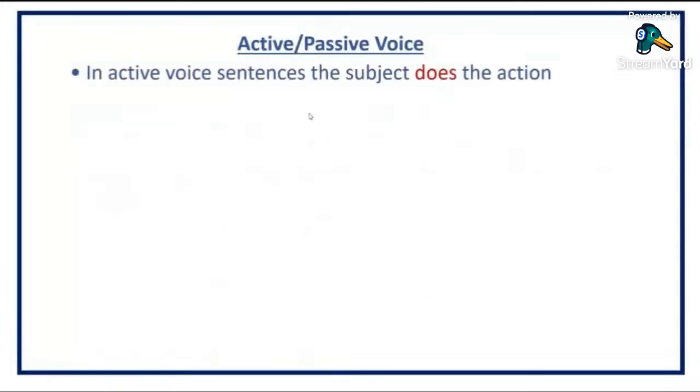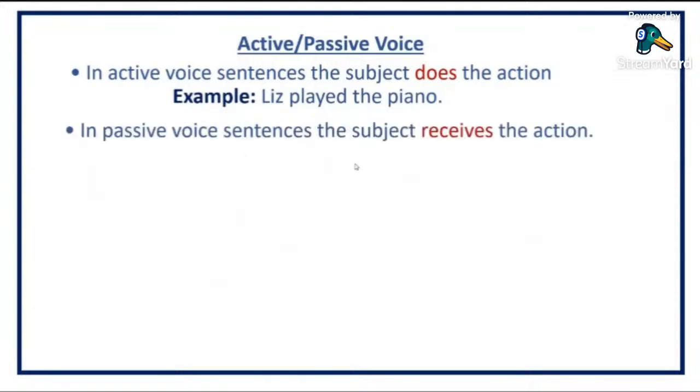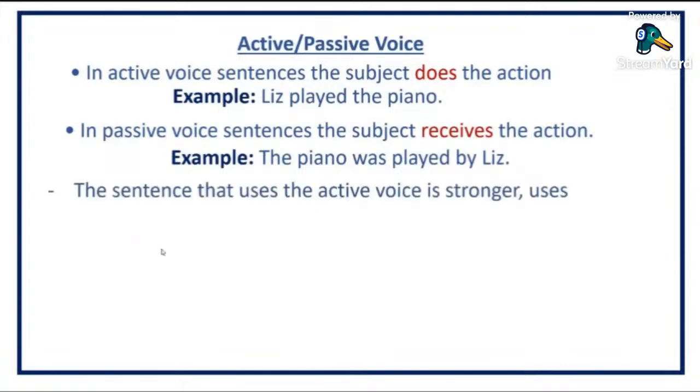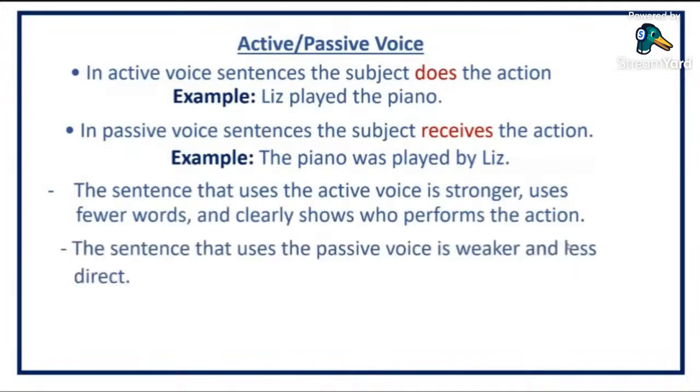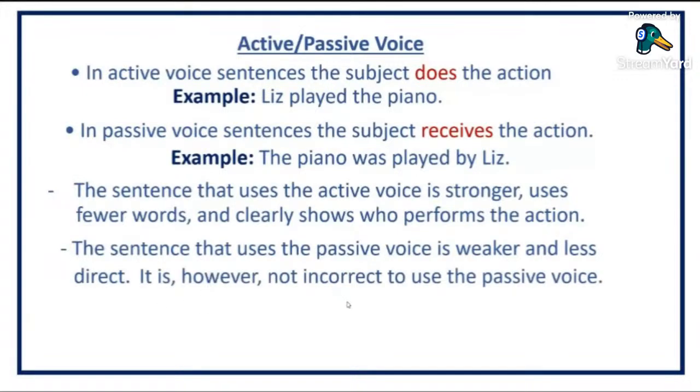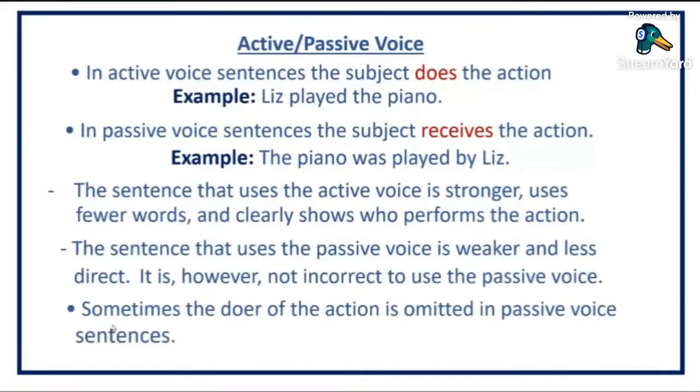In active voice sentences, the subject does the action. Example, Liz played the piano. In passive voice sentences, the subject receives the action. Example, the piano was played by Liz. The sentence that uses the active voice is stronger, uses fewer words, and clearly shows who performs the action. The sentence that uses the passive voice is weaker and less direct. It is, however, not incorrect to use the passive voice. Sometimes, the doer of the action is omitted in passive voice sentences.